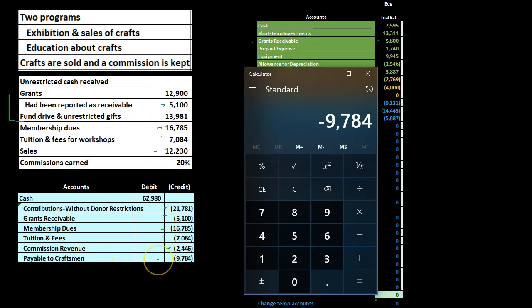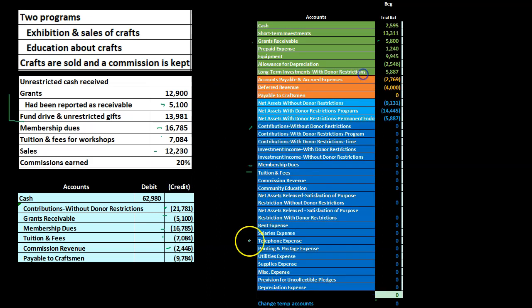So that's going to be a credit of the 9,784, which could also be found if we said that we had the 12,230 times not 20%, but if 20% we keep, we have to give away 80%. 100% minus 20%, 80%. So we got 9,784, same number. All right, so then if we post it, then obviously if we add all these up, it's going to add up to this 62,980, the total cash. So that's going to be our transaction.